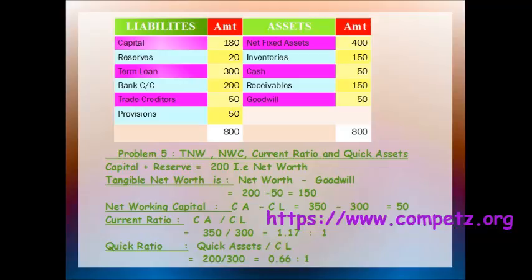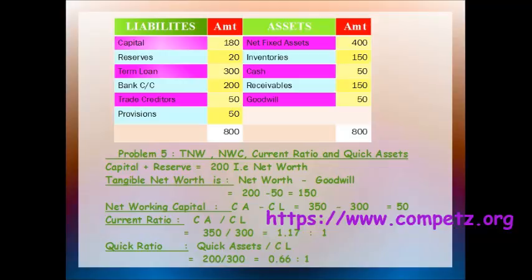We need to compute here four ratios, namely your tangible net worth, second net working capital, third is your current ratio, and fourth is your quick ratio. Start with the first, tangible net worth. The formula is net worth minus your goodwill. What is your net worth? Net worth is your capital and your reserves and your credit balance in P&L. Here credit balance in P&L is not given. So capital and reserves 180 plus 20 is 200. Your net worth minus your goodwill, which on the asset side is 50. So 200 minus 50 is 150. So tangible net worth is 150.